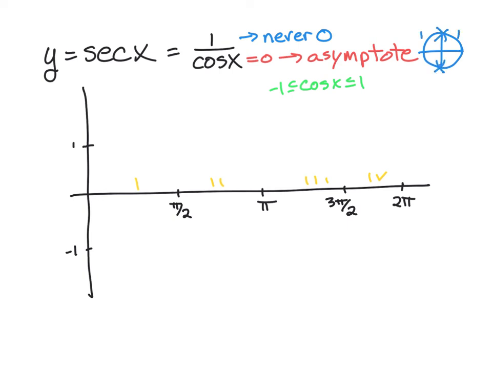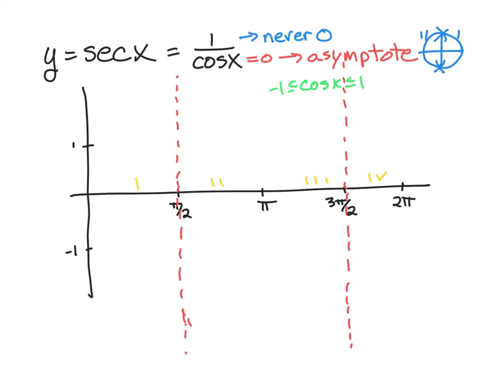So between 1 and 2, I'm going to have an asymptote because that's where the cosine is 0. Also, asymptote between 3 and 4. Remember, you can't divide by 0. You can get really, really close, but you can't get there, okay?